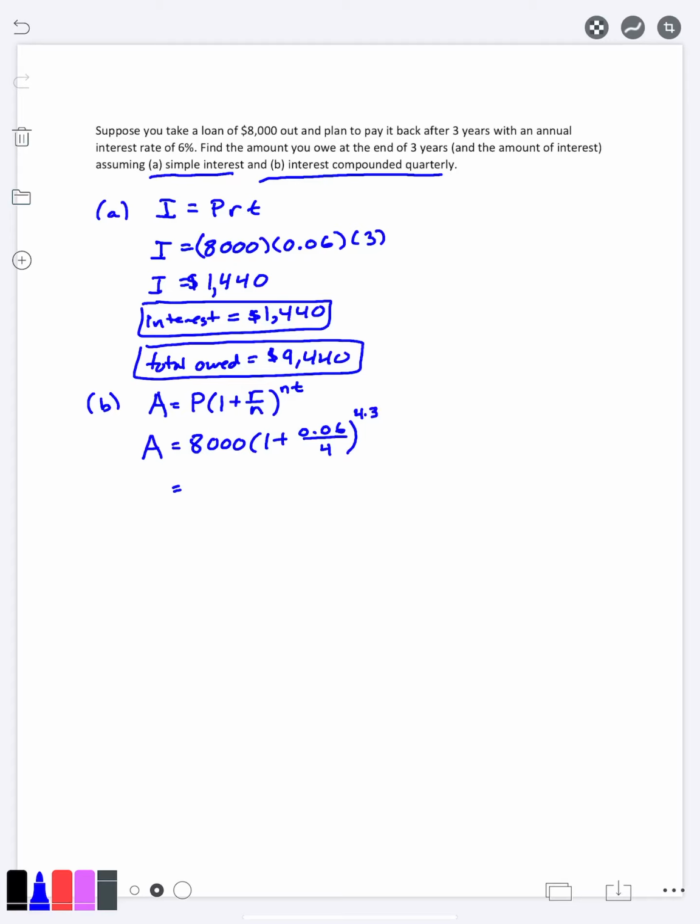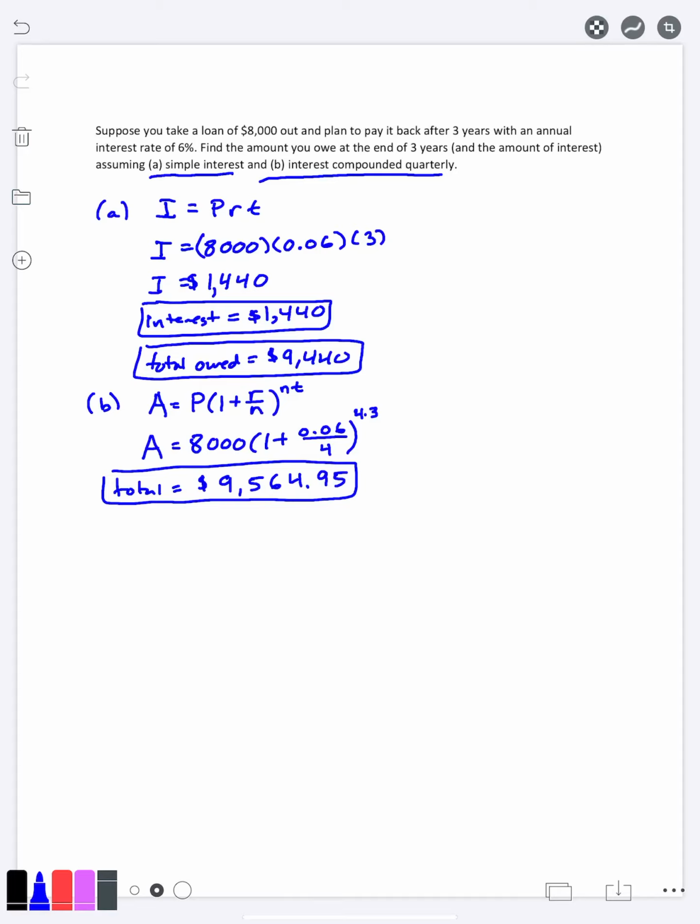Now you do want to be careful when you're putting this in your calculator. It's very easy to mess something up, maybe forget a parenthesis or so on. So just be very careful with this. Double check your answer, especially when you have the exponent there. And according to my calculator, we're going to get a total amount here of $9,564.95. And again, this formula gives you the total amount owed. It doesn't directly give you the interest owed.